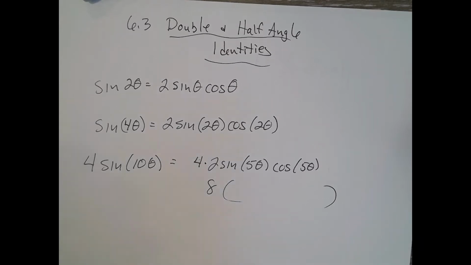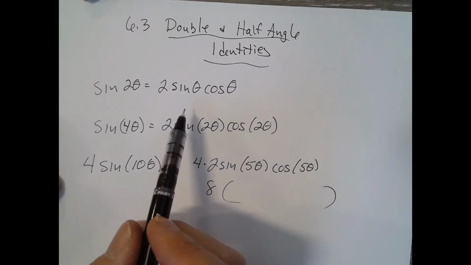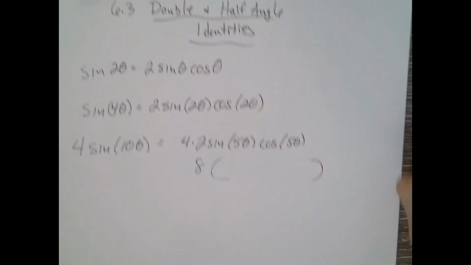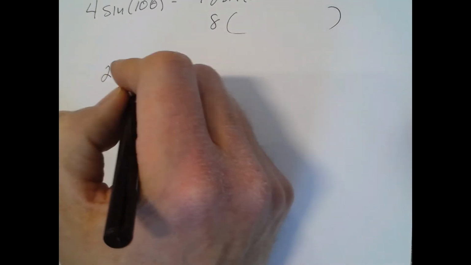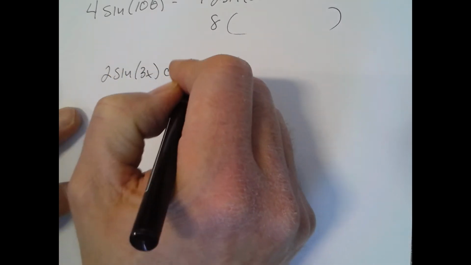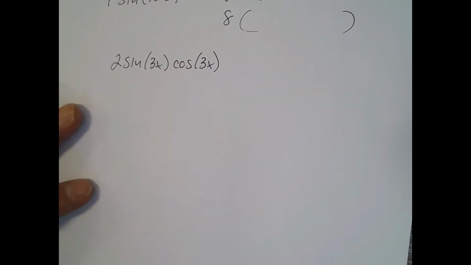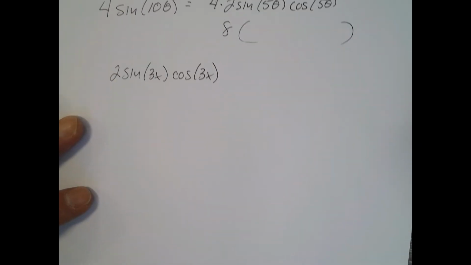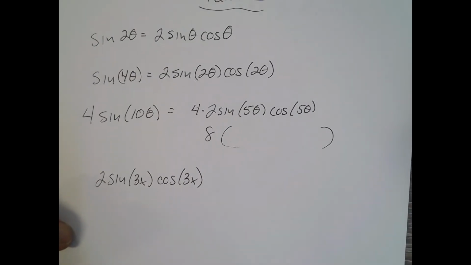That's going, given the stuff on the left, rewriting it in multiple trig functions. A lot of times you'll see it like this. You'll see 2 sine of 3x cosine of 3x. What does that equal? Now notice, it's kind of what we got on the right side. How do we go backwards? What would that equal?